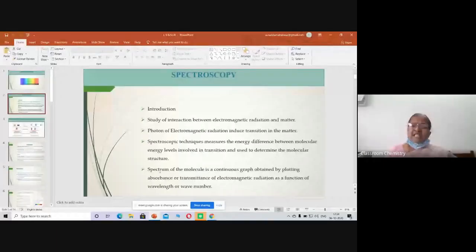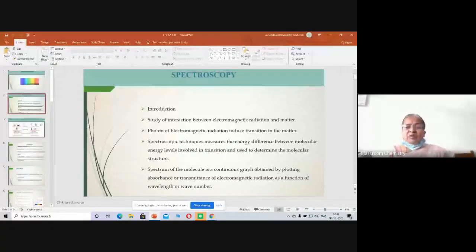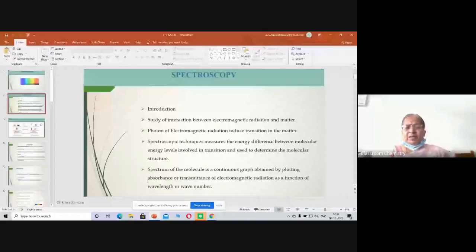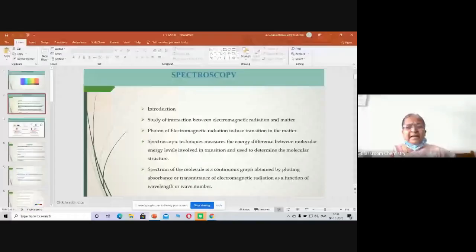Spectrum of the molecule is a continuous graph obtained by plotting absorbance or transmittance of electromagnetic radiation as a function of wavelength or wave number. Spectrum is a graph, in which absorbance or transmittance is plotted against the wavelength or wave number. Absorbance, you know, in Beer-Lambert's law, you have studied about absorbance or transmittance, meaning radiant power is plotted against the wavelength lambda or wave number nu bar, and the graph which is obtained is known as the spectrum. In a spectrophotometer you automatically get the spectrum. That is the spectrum.